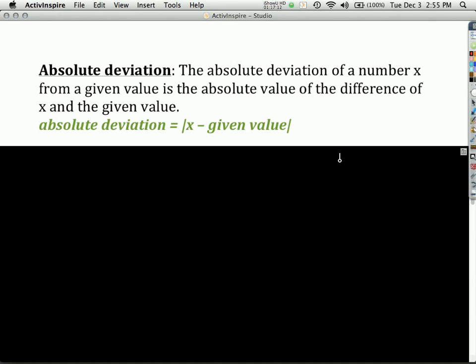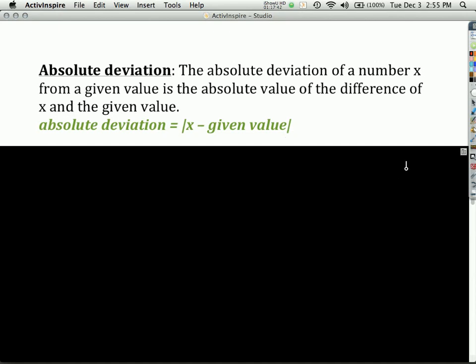I'm already confused. I didn't even read the whole thing. But I've basically put it all together just like a formula, but instead of variables, I have some words. So if you want to find an absolute deviation, you take the given value, subtract it from x, and put the absolute value symbol there. And then solve that, and you will get what's called the absolute deviation.